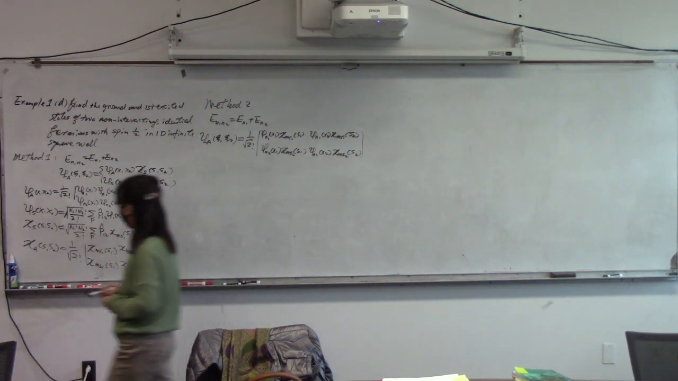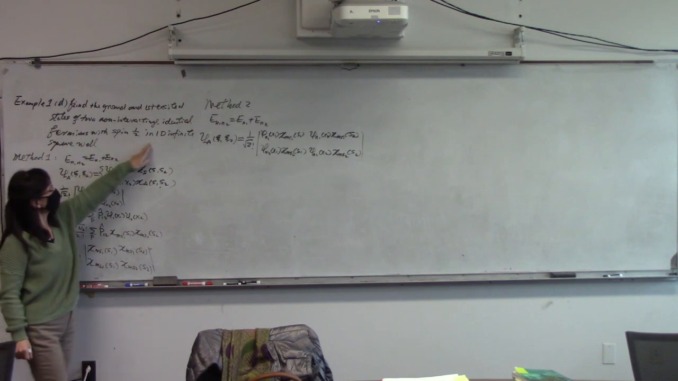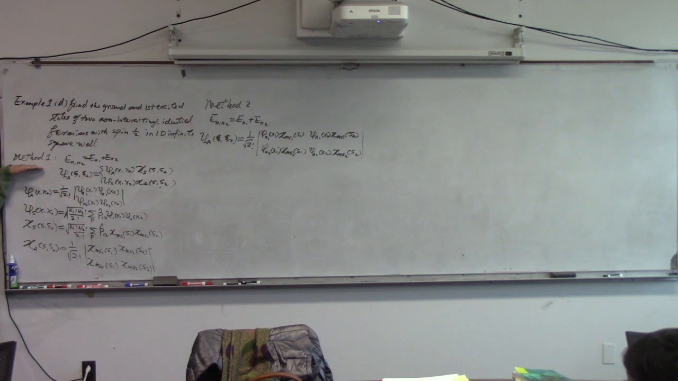Last class, we took an example, considering two non-interacting identical particles: A, B, C, D. Distinguishable two particles, two bosons, two fermions without spin, and the case D is two fermions with spin half. The particles are limited in a one-dimensional infinite square well. We are going to find the energy first, the ground state energy and first excited energy, as well as the ground state and the first excited states.